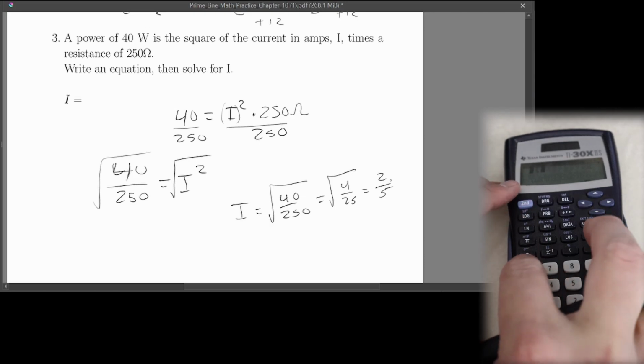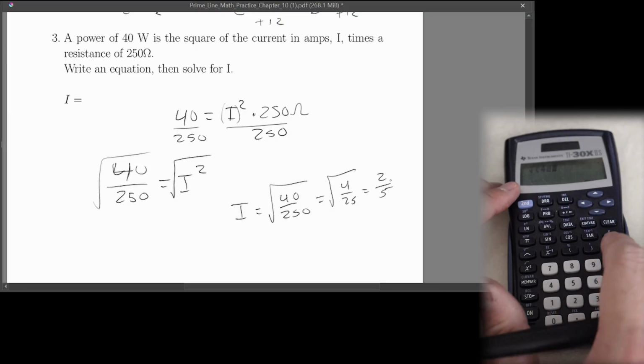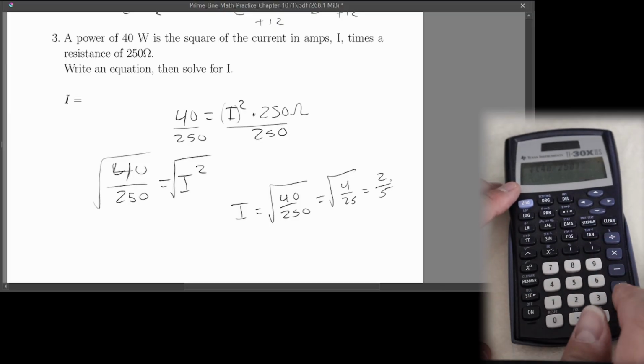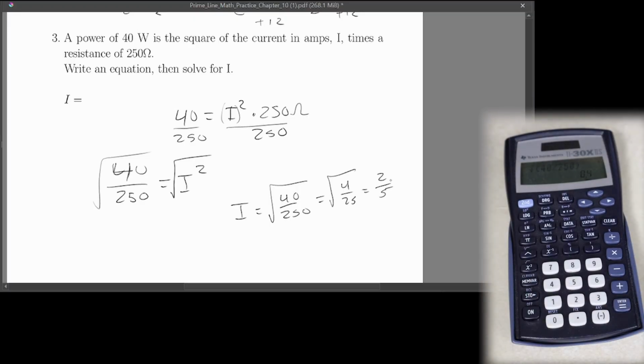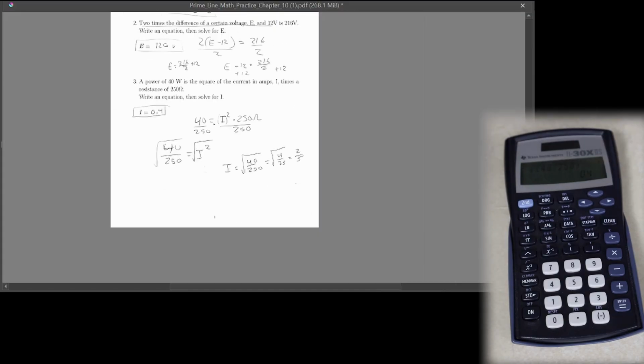So square root 40 divided by 250. We'll get our 0.4. Okay, turning the page.